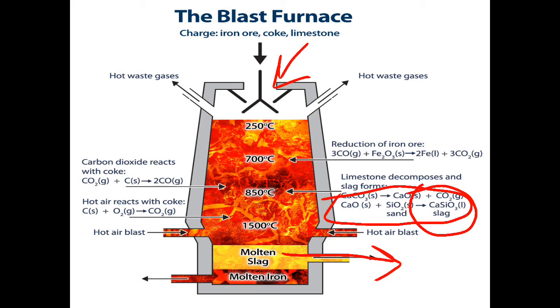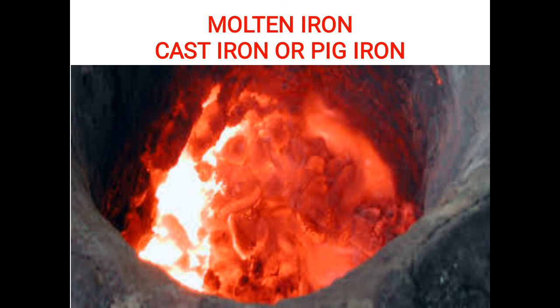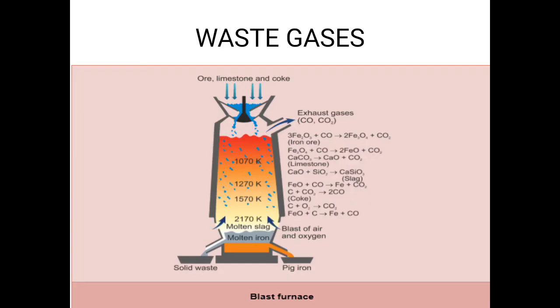So we see the iron which leaves the furnace is in the molten form and is called cast iron or pig iron. It is not 100% pure iron, but it also has some impurities in it and it is purified further. So this is our product. Now we also talk about the waste gases. As you see, the gases produced in the furnace are carbon monoxide and carbon dioxide, and they escape through the outlets at the top of the furnace. So this is how iron is extracted from its ore.